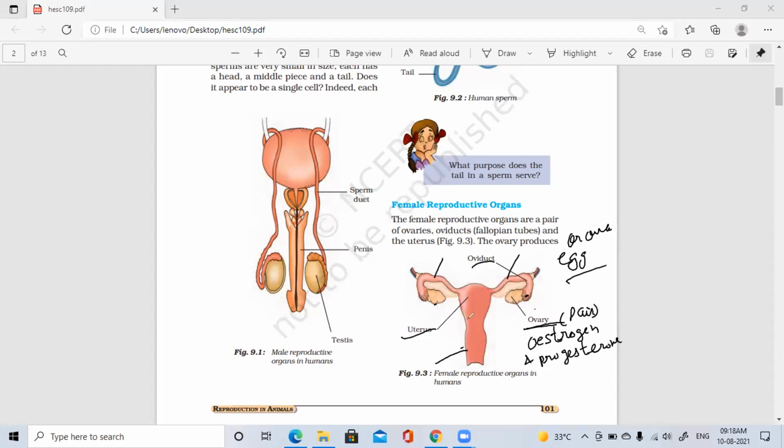Then we have the uterus. You can see the uterus. The two fallopian tubes connect to a bag-like organ. You can see the two fallopian tubes connecting to this bag-like structure that is called the uterus or womb. The growth and development of the fertilized egg into a baby takes place in the uterus. Right?